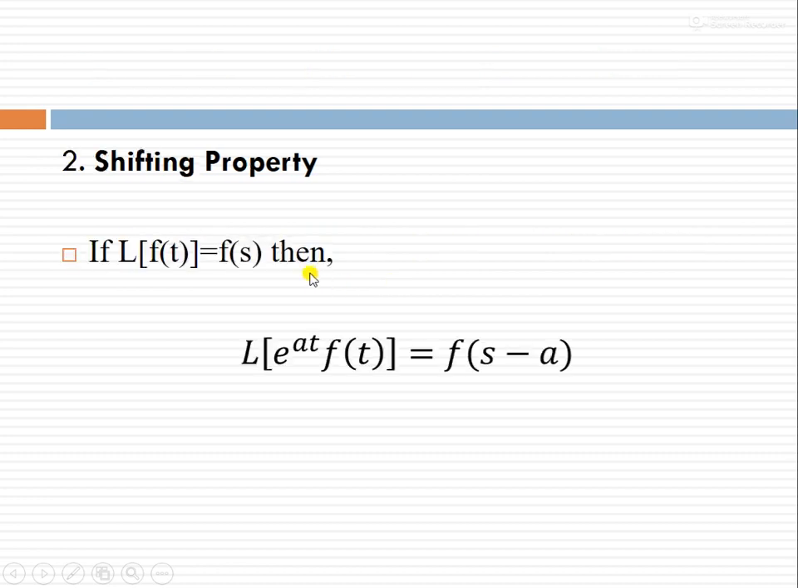Then another one is the shifting property. We know that Laplace transform of f of t is F of s. Then L of e raised to at into f of t can be written as F of s minus a. That can be called the shifting property.